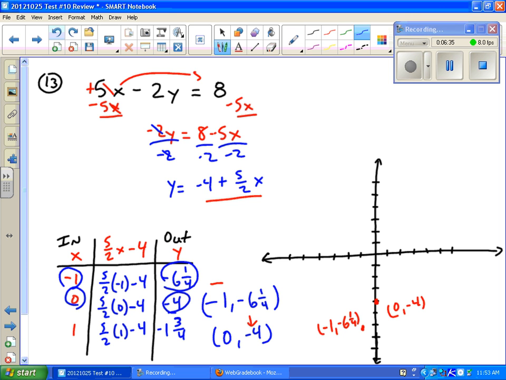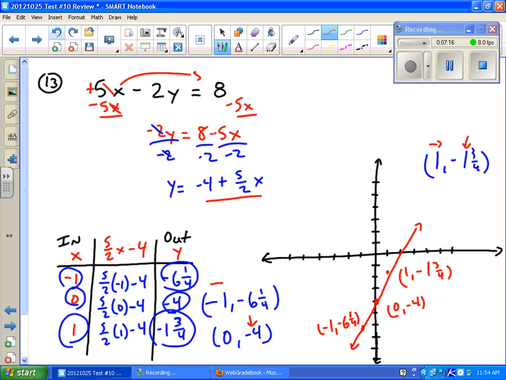And then your third ordered pair, I'll just write it out here to give us a little bit more room, is 1, -1 3/4. That tells us to go to the right one time and then down 1 3/4, or 3/4 of the way down. So starting at the origin, you go to the right one time and down 1 3/4. So about right there. And again, I'll just erase that to get the clutter off of there. And that one is 1, -1 3/4. Then you have 3 points. Go ahead and connect through them with a straight line as best you can. And that's your graph for number 13.